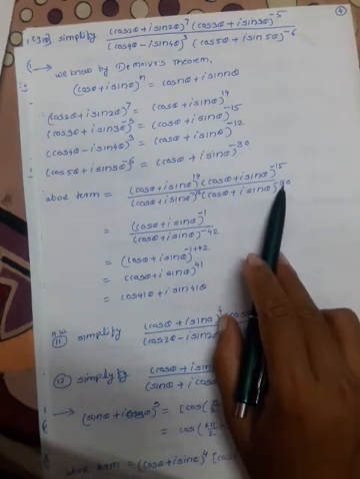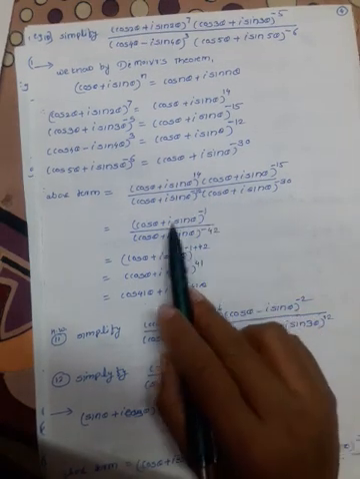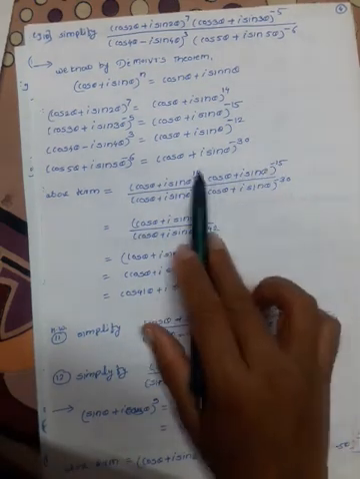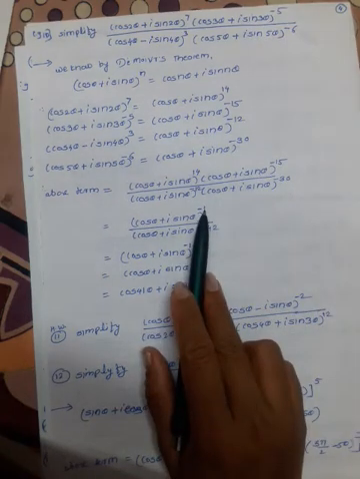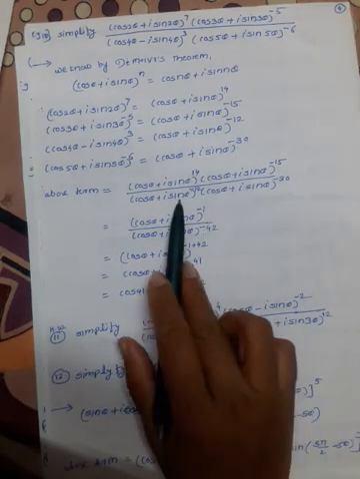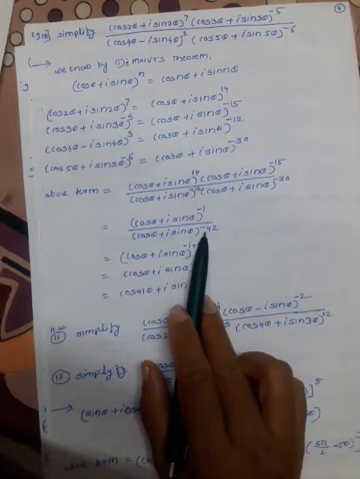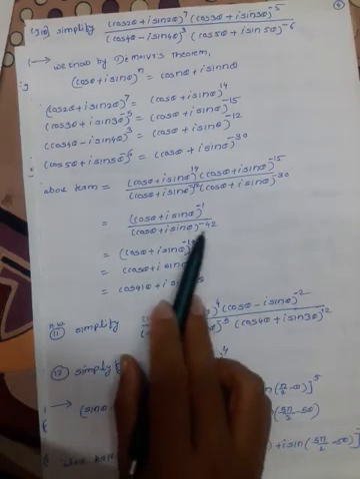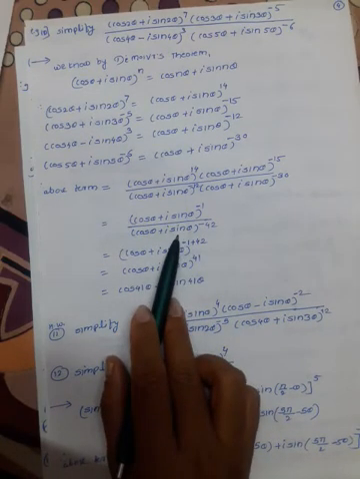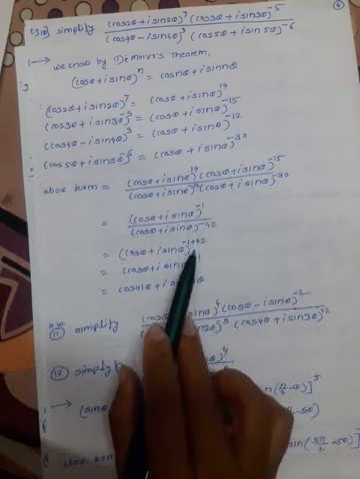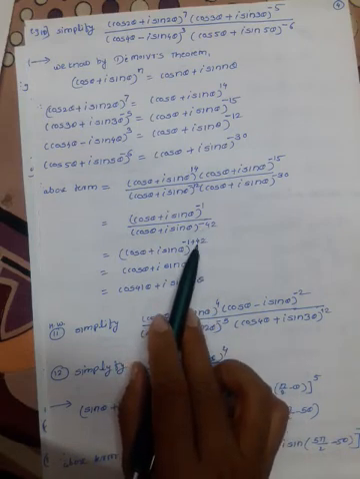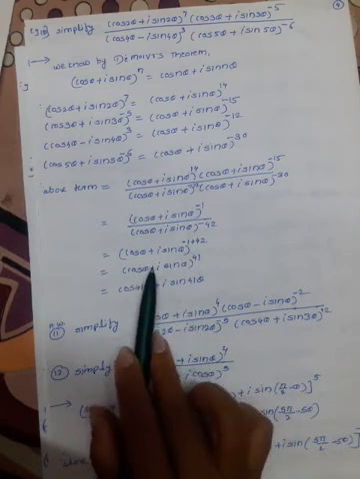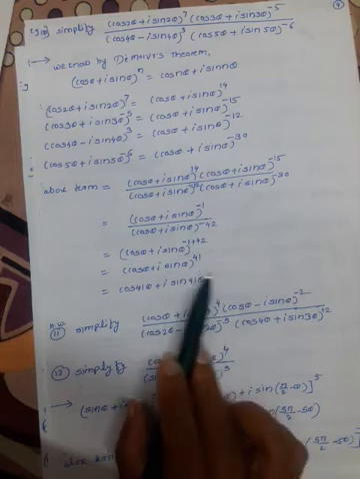Now using simple arithmetic, the base is the same, that's why the indices get added: 14 minus 15 becomes minus 1. Here also the base is the same, the index minus 12 minus 30 becomes minus 42. Again the base is also the same, that's why the denominator comes to the numerator as plus 42. Now minus 1 plus 42 becomes 41. Cos theta plus i sin theta raised to 41 is our last answer.